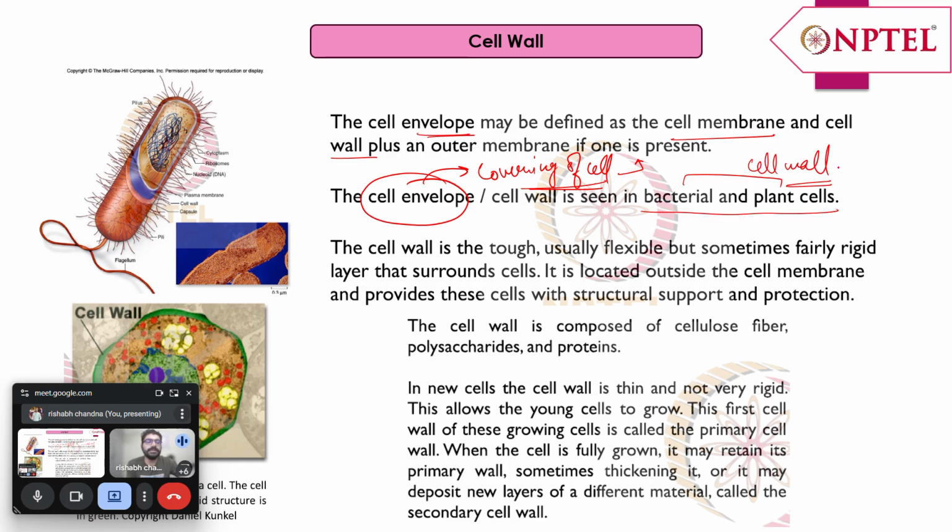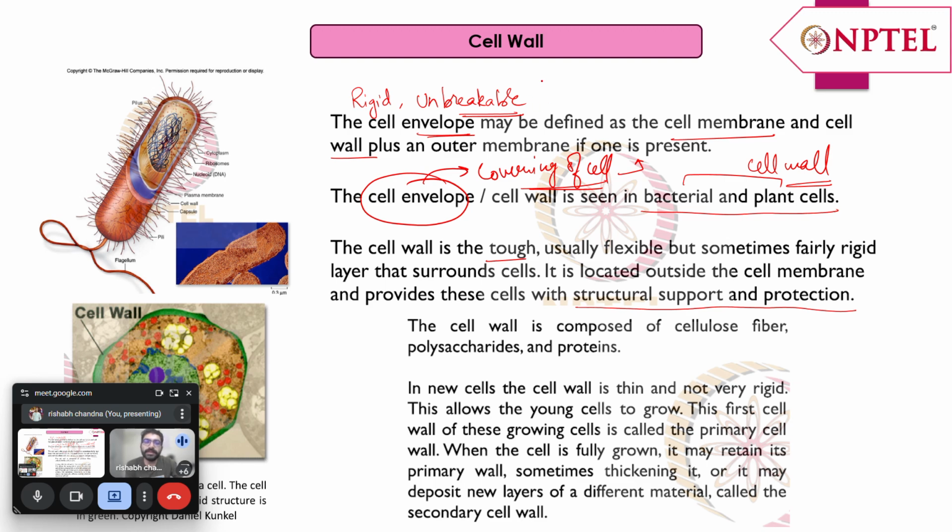It is a rigid structure. It's tough and rigid, and it is located outside the cell membrane. It helps in providing structural support and protection to the cell. The basic thing to remember about the cell wall is that it is rigid and unbreakable. It cannot be broken down easily.